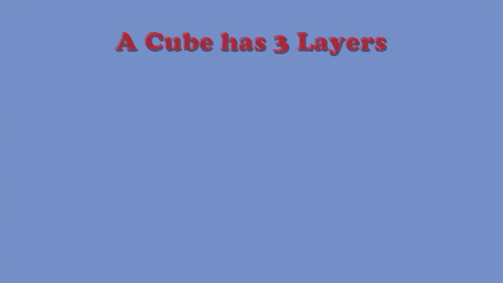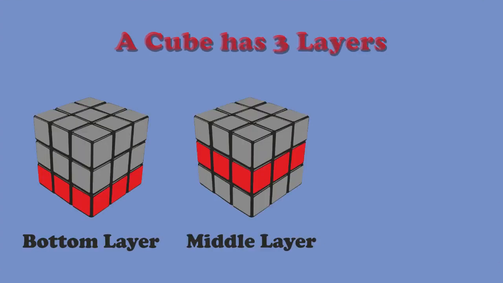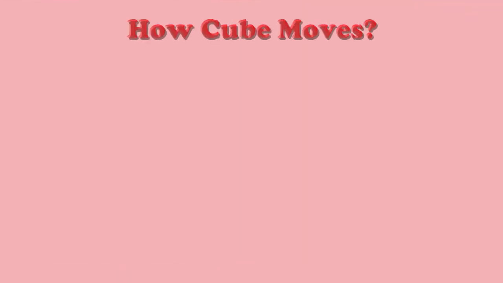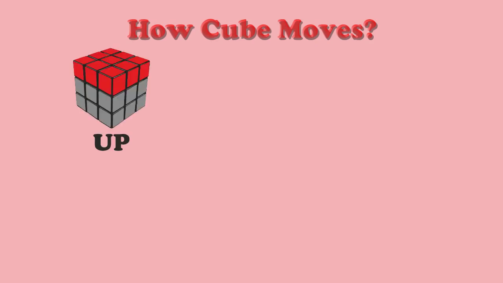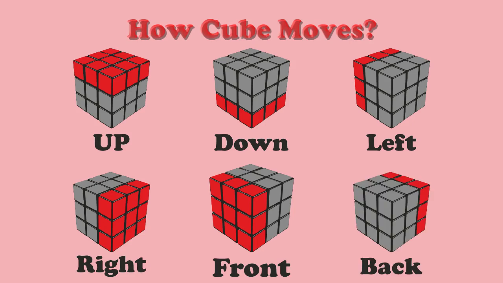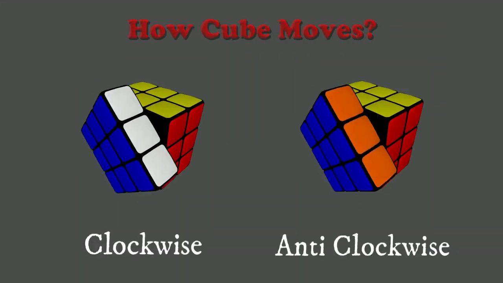A cube has 3 layers: the bottom layer, the middle layer and the top layer. It has 3 main parts: center, edge and corner. Let's talk about how the cube moves. The Rubik's Cube has 6 sides that can be moved, and these are up, down, left, right, front and back. Each of these 6 sides can be moved in 2 directions, clockwise and anti-clockwise.